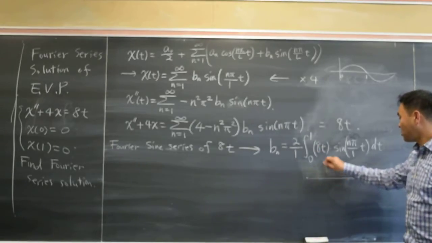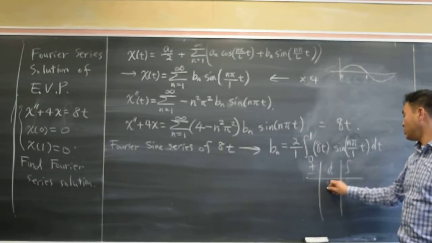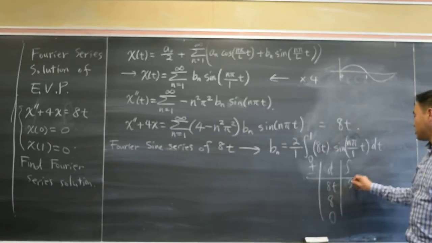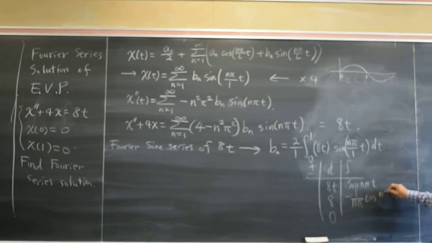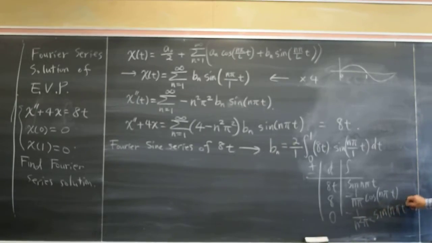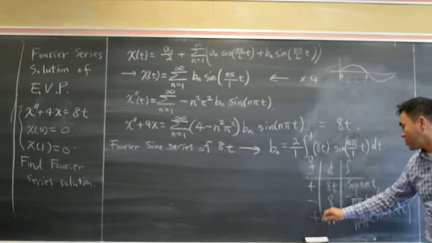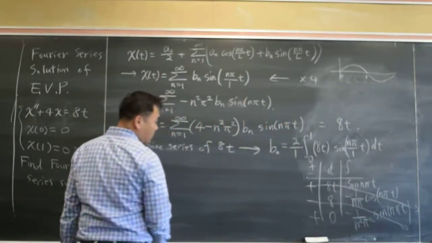Let's just integrate using tabular. So D, integral, plus or minus here, and then 8t, 8 and 0, sine n pi t. Cosine negative n pi, no, I have to integrate, so it should be negative 1 over n pi cosine n pi t, and then negative 1 over n squared pi squared sine n pi t, and then plus minus plus.